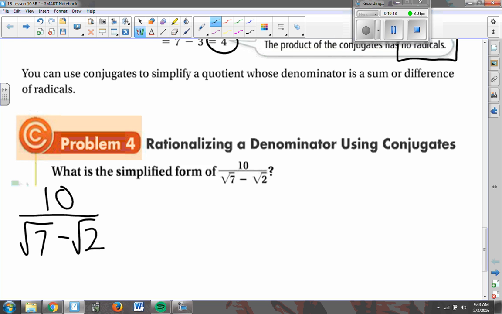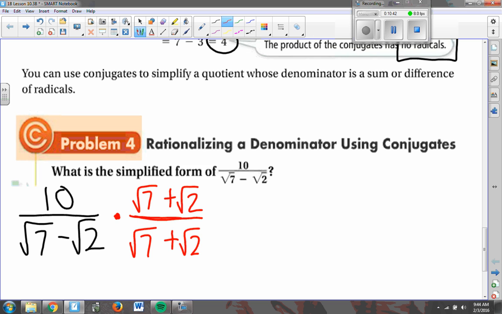I'm going to multiply by the conjugate on the top and the bottom. As a reminder, the conjugate is exactly the same two terms, but the opposite sign. So because this one is a minus, I need to multiply by a plus. So it's the square root of 7 plus the square root of 2 on both the top and the bottom. Now, I'm going to leave the top kind of alone and deal with the bottom first, but I will tell you that the top of my fraction is now 10 times all of that square root stuff in parentheses. Square root of 7 plus square root of 2.